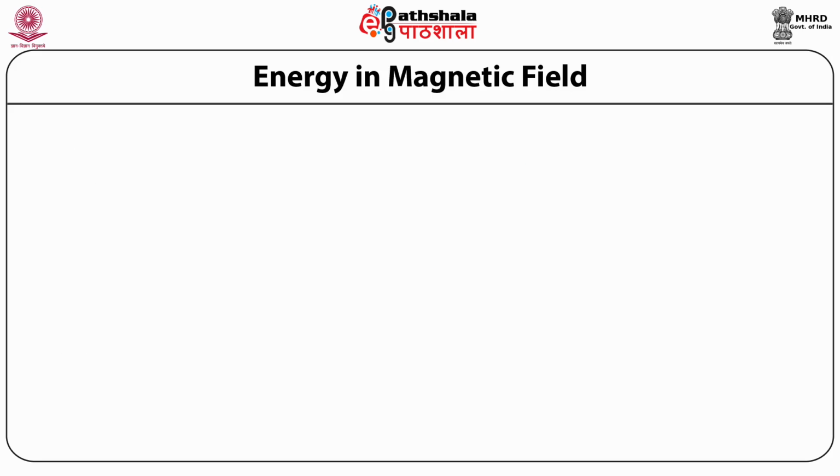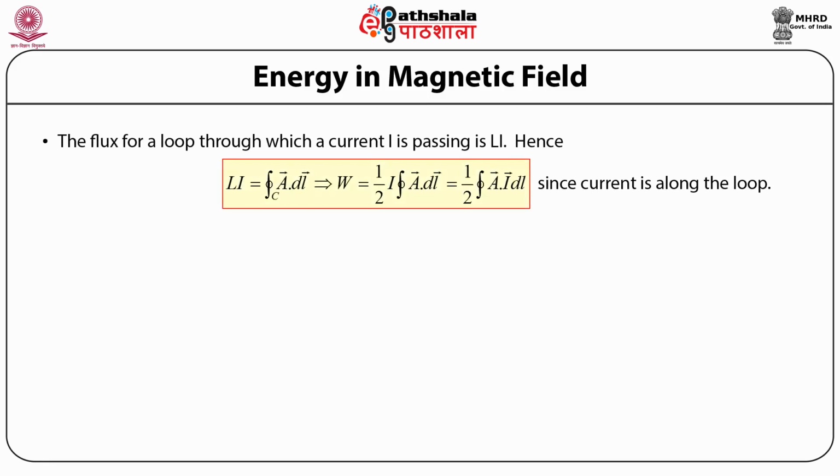Energy in magnetic field. Once we have defined the flux for the loop through which a current I is passing, then this flux, using the definition of self-inductance, is equal to L I. That means that phi is equal to L times I, where L is the self-inductance of the coil and I is the current flowing in the coil. So equating these two expressions of the flux associated with the current loop, we can get the result.